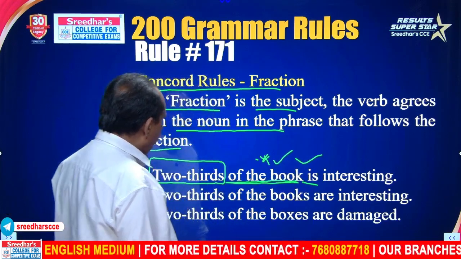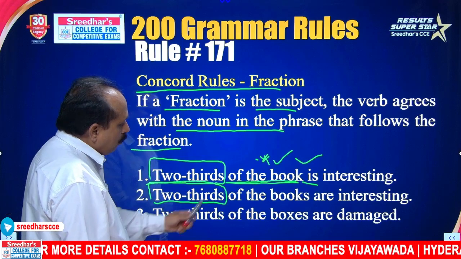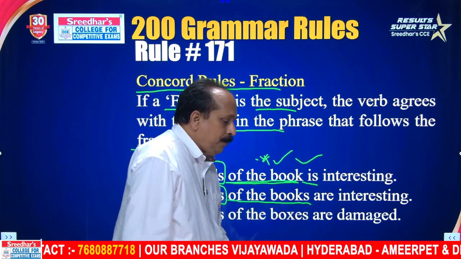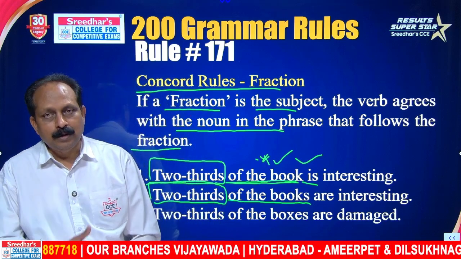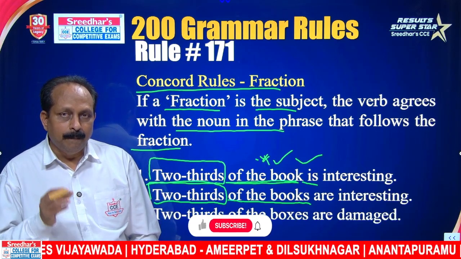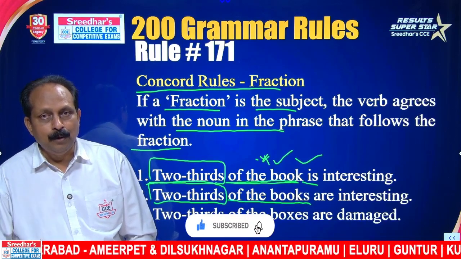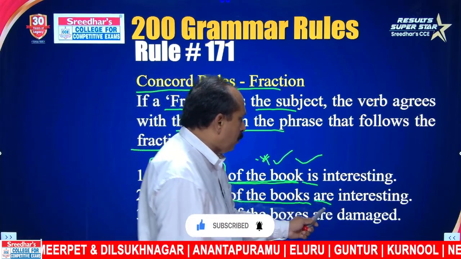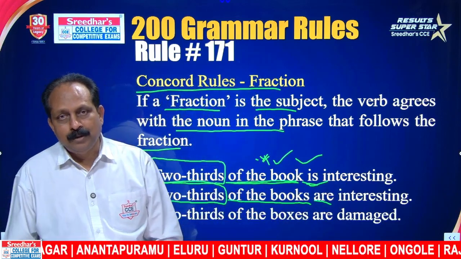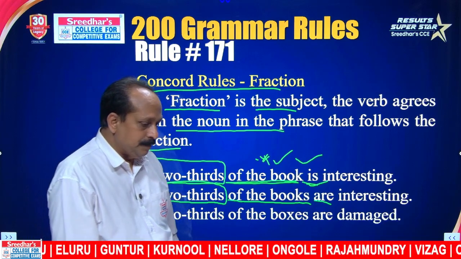Look at the next example. Same subject. What is the subject? A fraction. Followed by a different phrase. Of the books. "Of the books" is a phrase that follows the fraction. And in this phrase, what is the noun? Books. Because books is plural, in this example we have to use a plural verb. Based on that, are interesting. 2/3 of the book is interesting. 2/3 of the books are interesting.